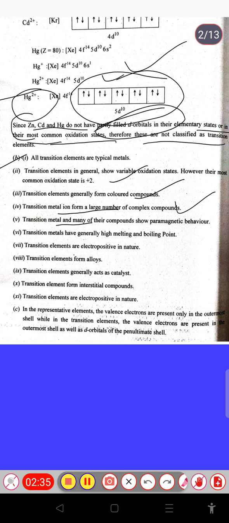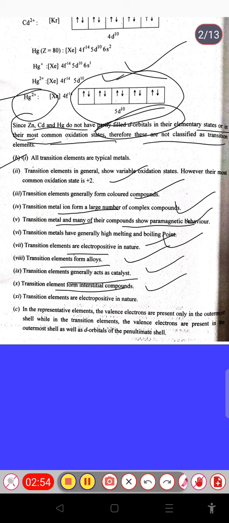Transition metals and many of their compounds show paramagnetic behavior due to unpaired electrons. Transition metals generally have high melting and boiling points. These form alloys, generally act as catalysts, and form interstitial compounds, and transition elements are electropositive in nature. These are the answers.